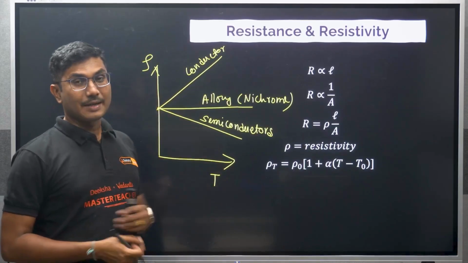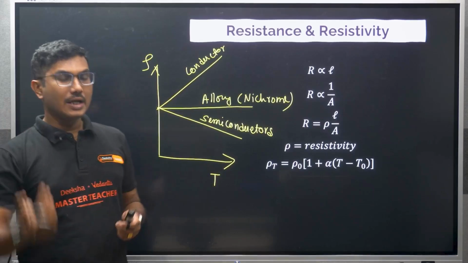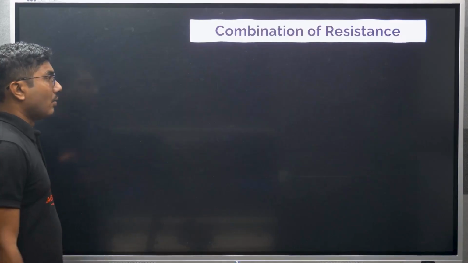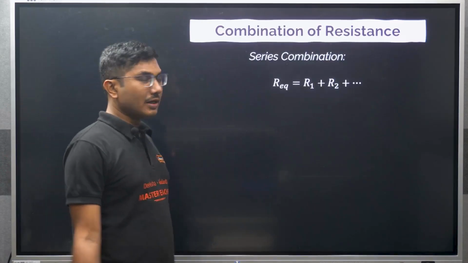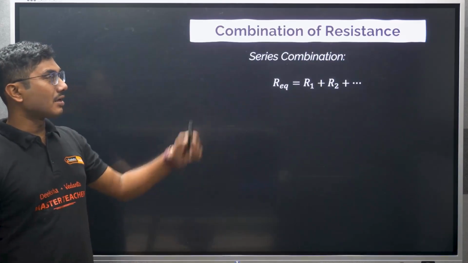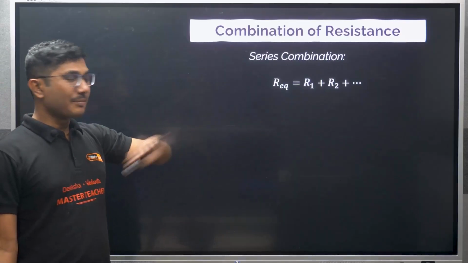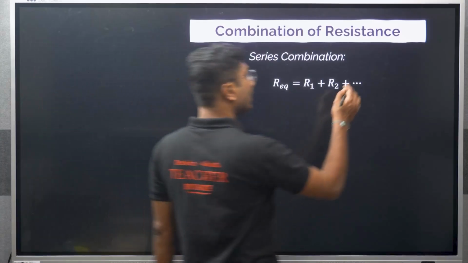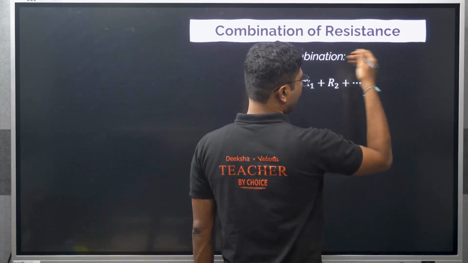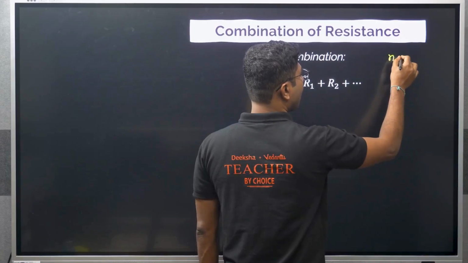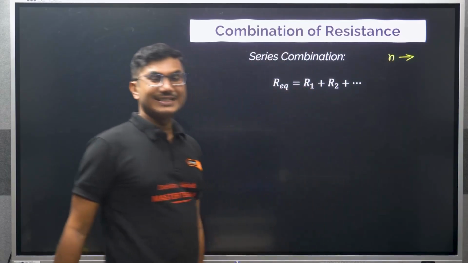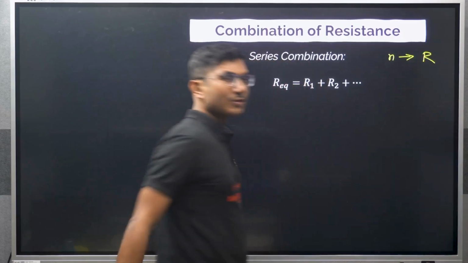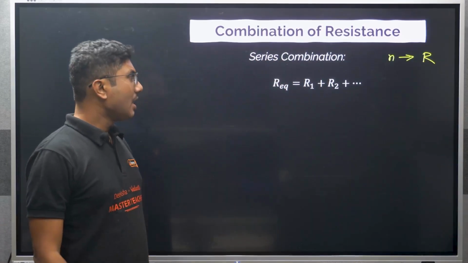There is a dedicated chapter about these semiconductors which we will study in a future lecture. Now, combination of resistance. We have already learned about combination of capacitance. Now let us learn about combination of resistance. In series combination, they simply get added. Now the question remains the same: what will be the total resistance if you add n number of resistances, each of R, in series? Mention that in the comments below.